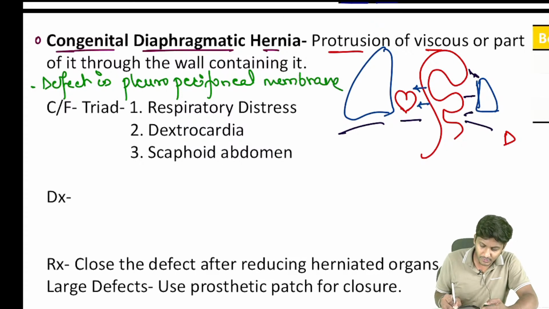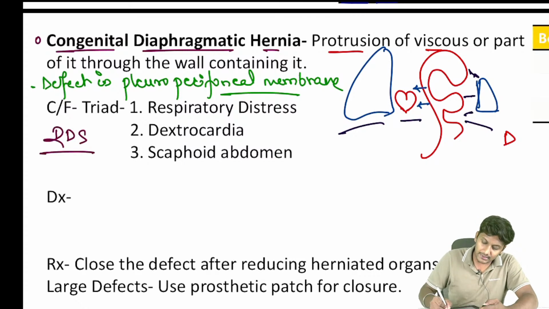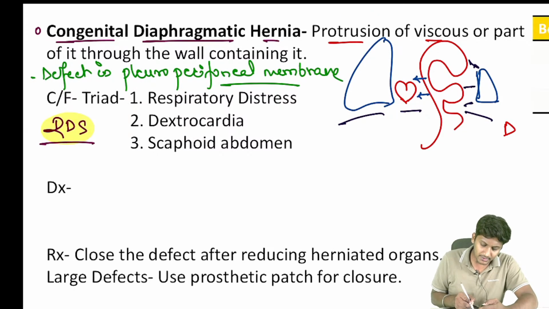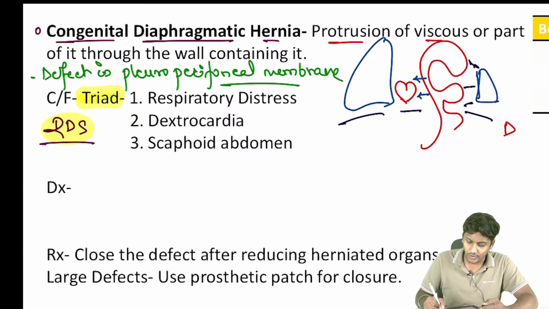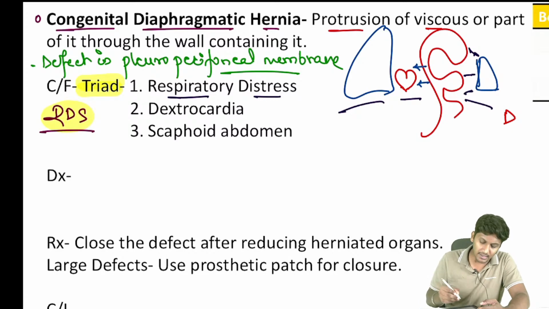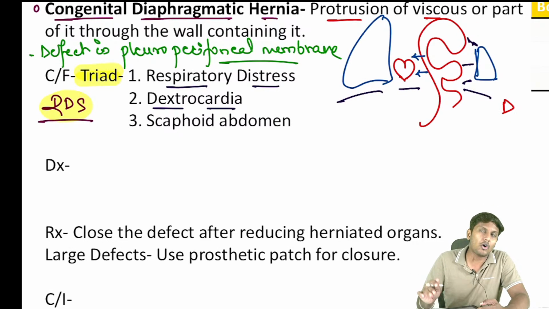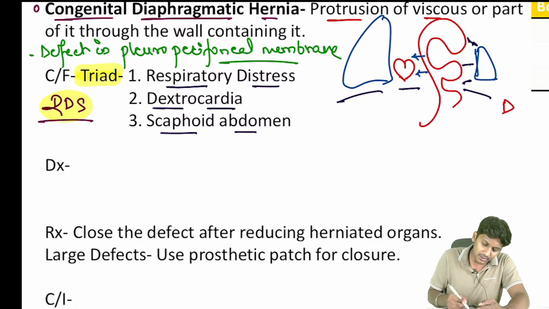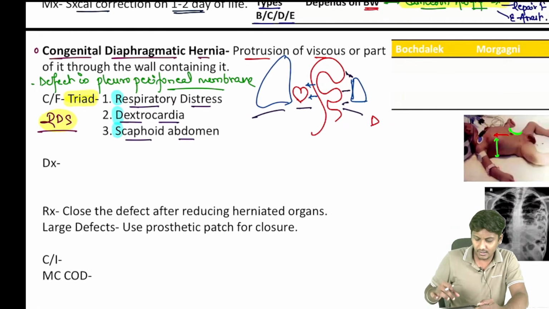This is a classical feature that you can remember with the mnemonic RDS, the one that I have explained to you right now. Okay, the classical triad of congenital diaphragmatic hernia can be remembered with RDS, respiratory distress syndrome. So with RDS you can remember the triad. First, as the lung is getting compromised due to abdominal organs in the thorax, the patient is having respiratory distress. As the heart is pushed towards the right side, the patient is having dextrocardia. And third, as all abdominal organs are coming into the thoracic cavity, the abdomen appears to be scooped out, and that scooped out abdomen is known as a scaphoid abdomen. So these are the important features that you have to be aware of. Okay? This has been asked.